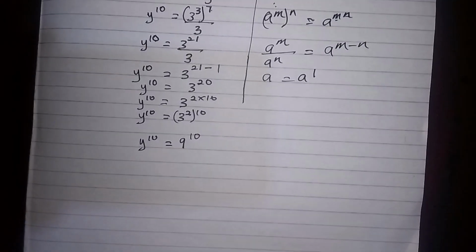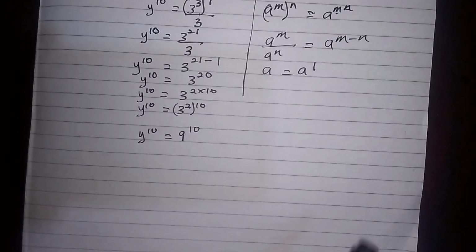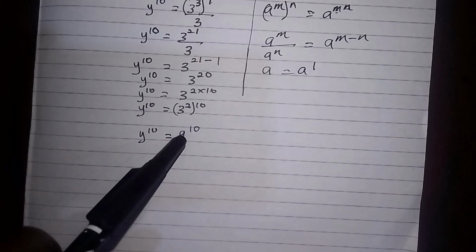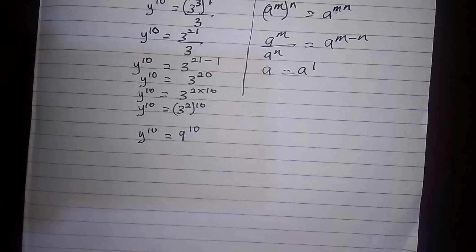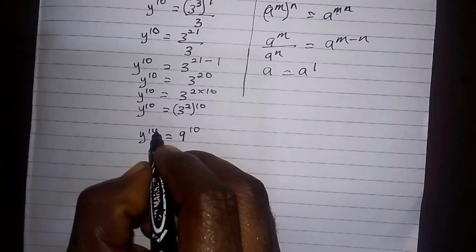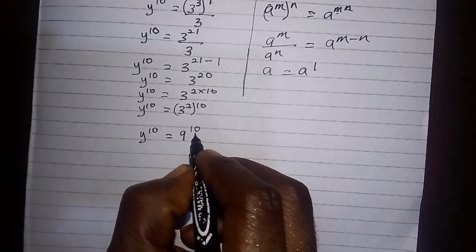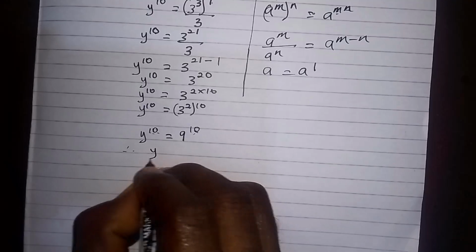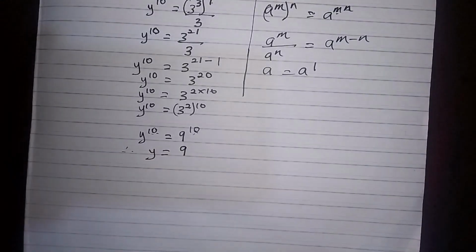From our knowledge in indices, when I have an indicial equation, when the bases are the same, we equate the exponents. Likewise, when the exponents are the same, we equate the bases. Therefore, since I have the exponent 10 here and the exponent 10 here, the exponents are the same. Therefore, we can conclude that y is equal to 9.